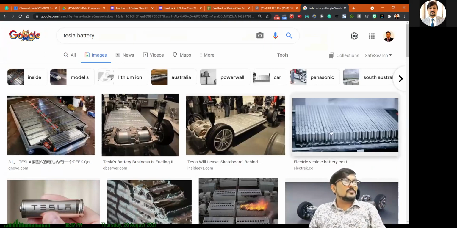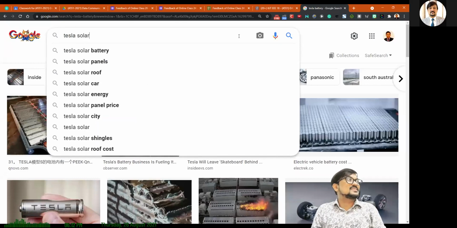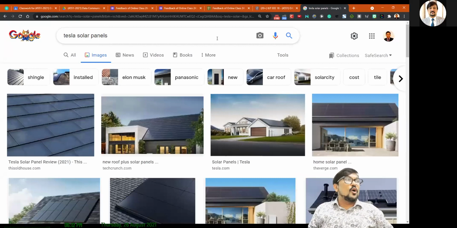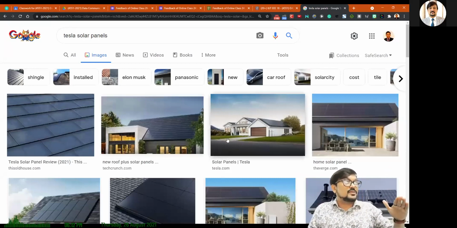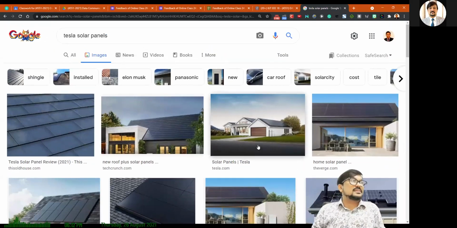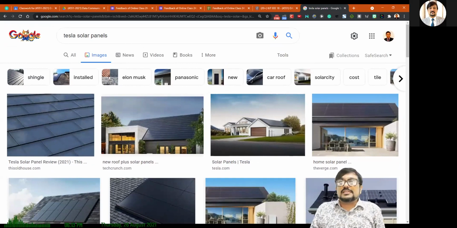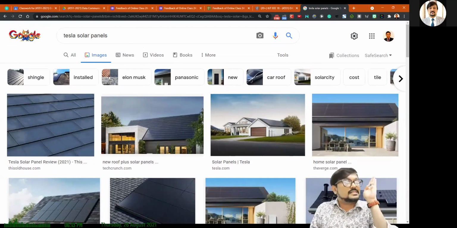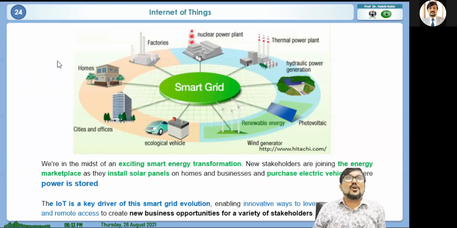Then you can see the Tesla vehicles are there. Then we have the Tesla solar panel, which is something else, because we can paint it over the roof. Tesla solar panels are different, and the thin films are there. So this is a new kind of energy that will come, and these batteries, these cars, these solar panels will all be within the smart grid. And I put all the things together.